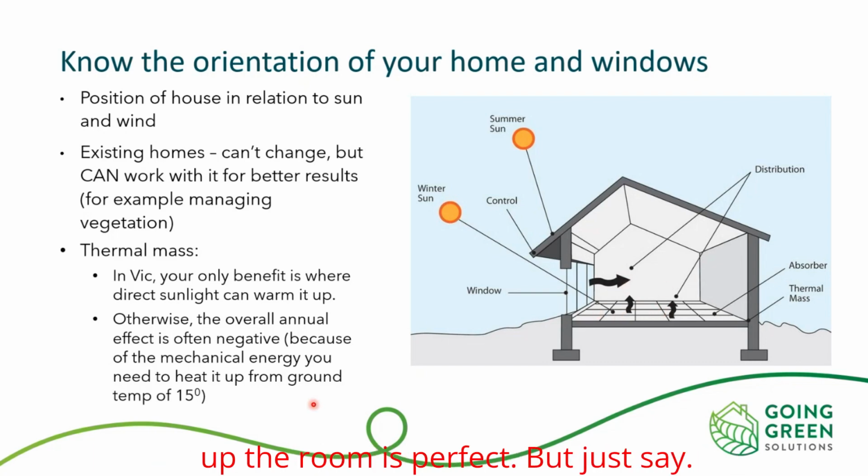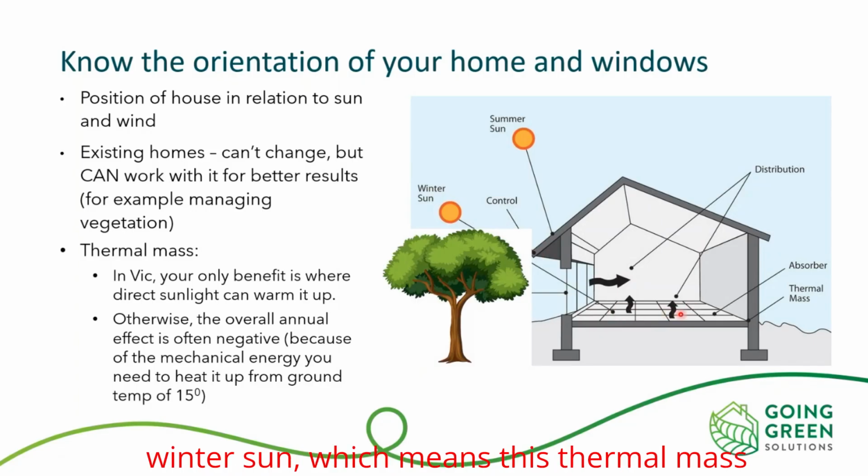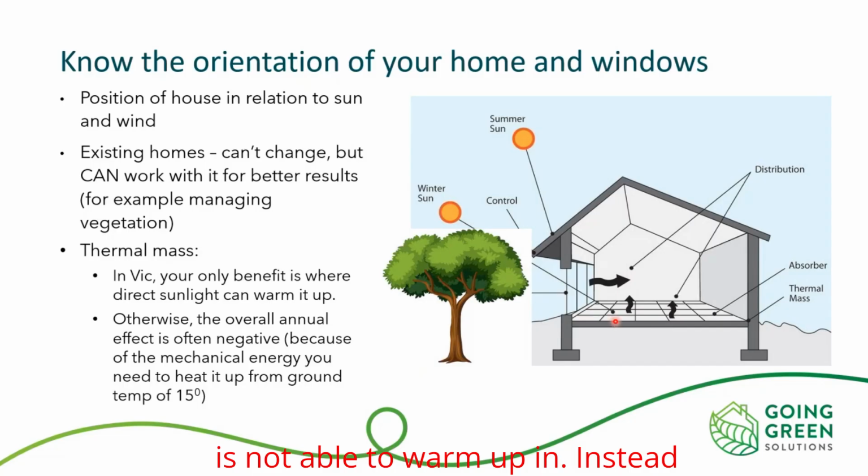It's perfect. But just say you have a tree out the front and it grows up and it's now blocking that winter sun, which means this thermal mass is not able to warm up, and instead it's relying on your heater being on, which is then getting sucked into that colder thermal mass and using up energy. So in that case, could you trim the tree?